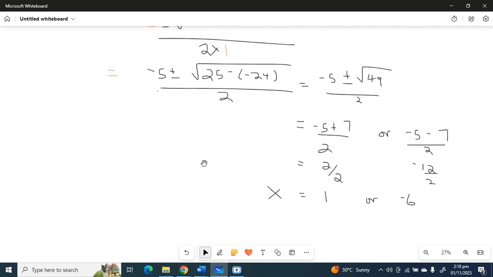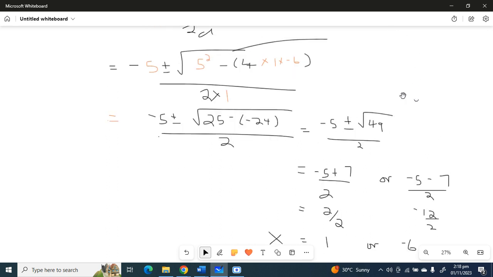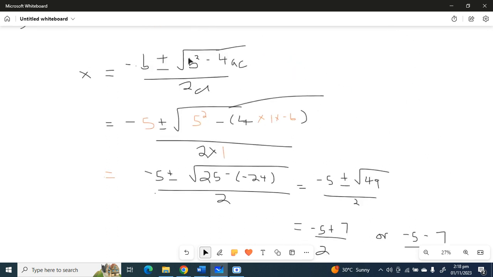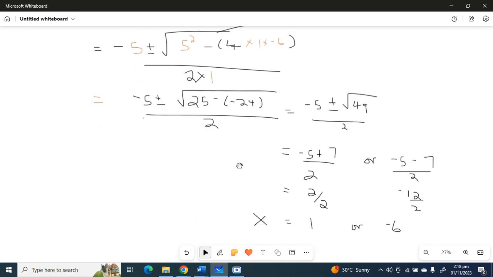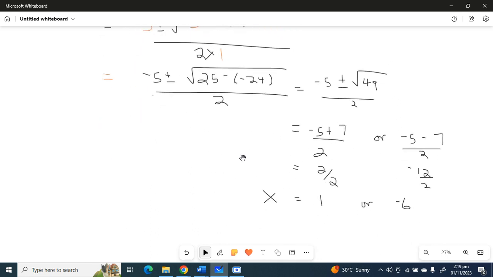Look at the formula. The formula looks complicated, but when you just solve it, it's just a matter of replacing. That's all. So these are your x-intercepts.